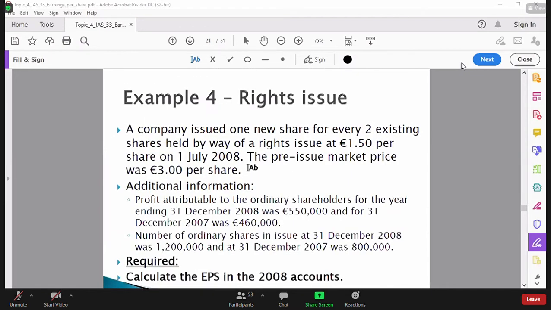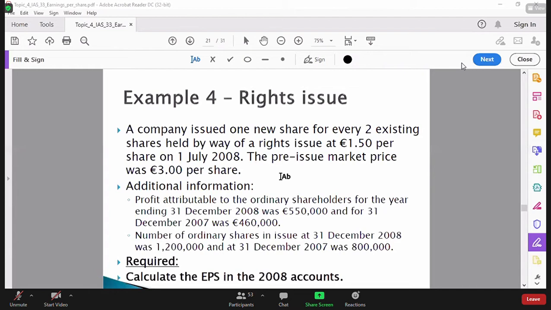Okay. So now let us look together at the steps. A company issues 1 new share for every 2 existing shares. If you look at the example of the right issue here, the company declares 1 right issue for every 2 existing shares, by way of a right issue of RM1.50 per share on 1st July. Because of the right issue, you have a right issue price which is 1.5. This is the right issue price. Market value of the share is 3.